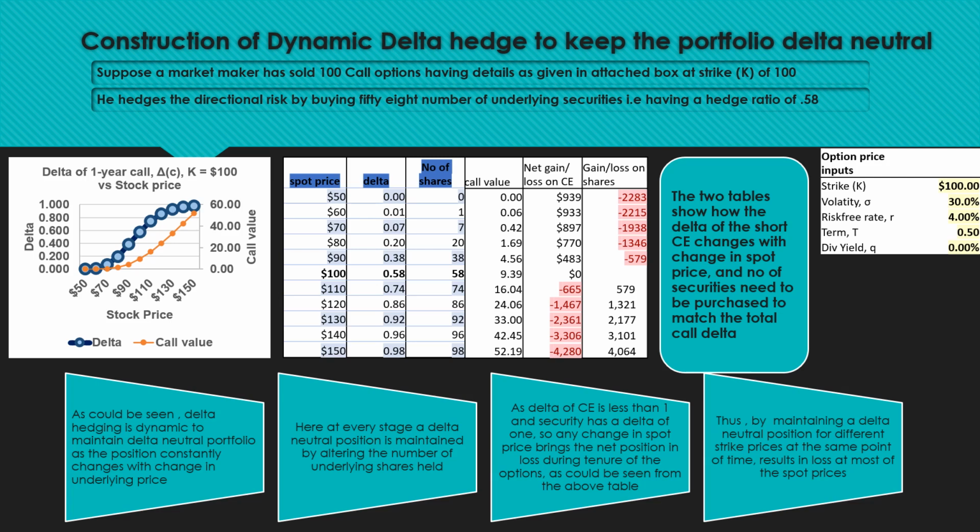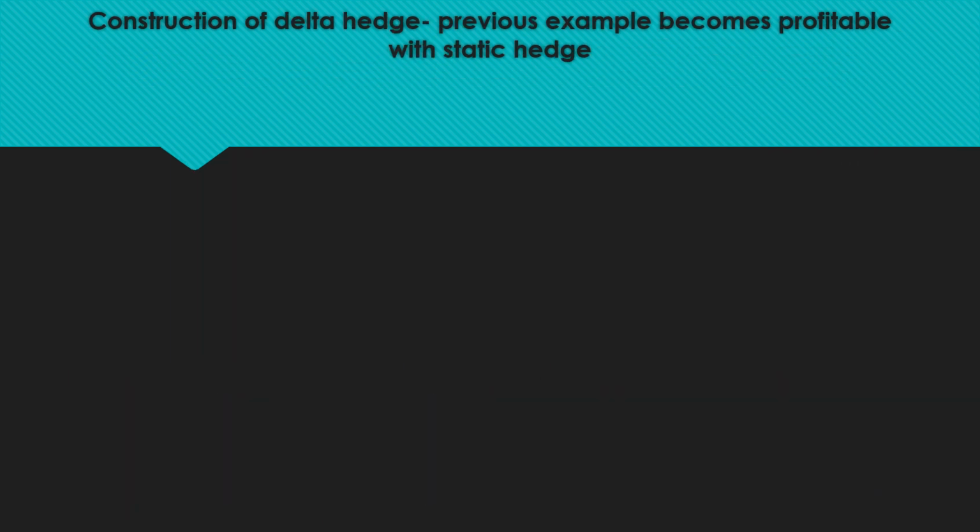Thus, maintaining a delta neutral position for different strike prices at the same point of time results in loss at most of the spot prices. Now let's see if we adopt static hedging instead of dynamic hedging in the same example. So we continue with 0.58 of the hedge ratio as adopted at the inception.